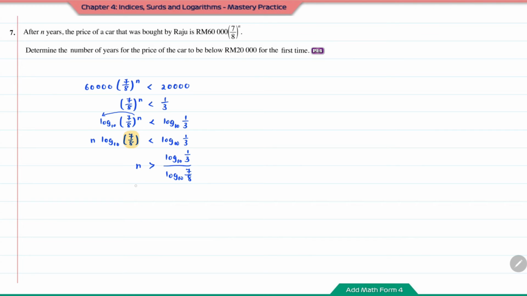So now solve this using your calculator. You will find that n is greater than 8.227. So the number of years needs to be in whole numbers. So the nearest one greater than 8.227 will be 9.